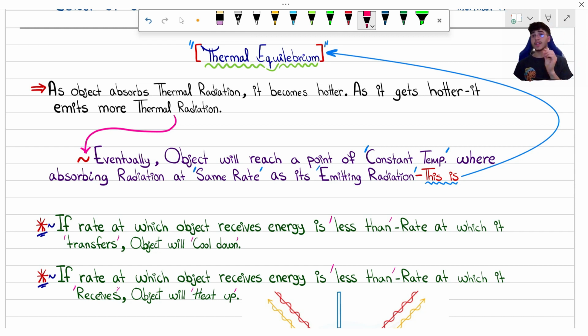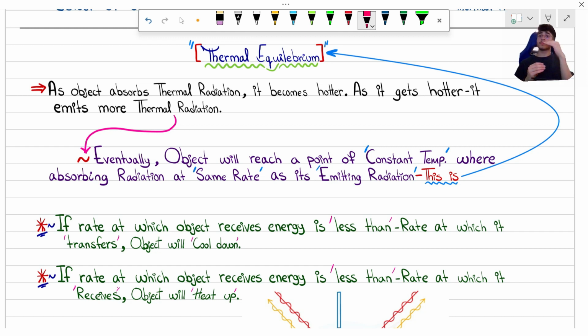If the rate at which the object receives energy is less than the rate at which it transfers, it cools down, because it receives some, but it's less than what it transfers. It's transferring more energy out. So you're getting heat, but you're giving out more heat. So you're losing more heat, so you're cooling down. If it takes in more heat and gives out less heat, it's heating up. Because you're not giving out as much heat, but you're absorbing a lot of heat, so you're heating up.